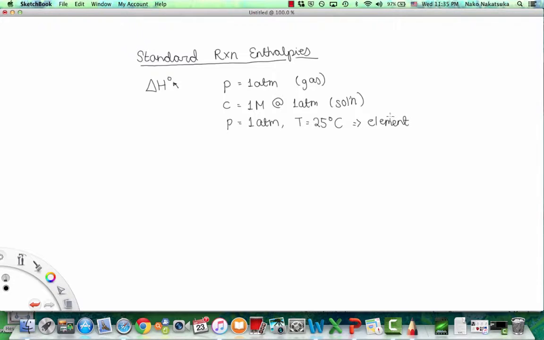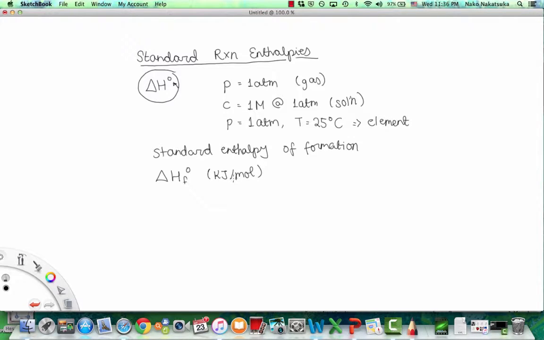Most reactions are given in their standard state, so you'll see this form of the delta H or enthalpy value. The standard reaction enthalpy for the formation of 1 mole of a substance from its elements in their most stable form is called the standard enthalpy of formation. This is given the symbol delta H f, for formation, with this circle at the top, and it is also in units of kilojoules per mole.